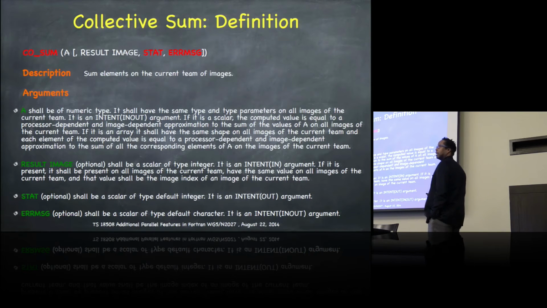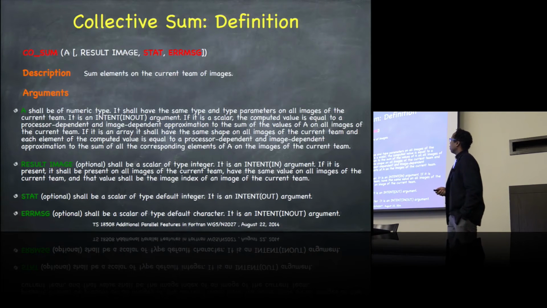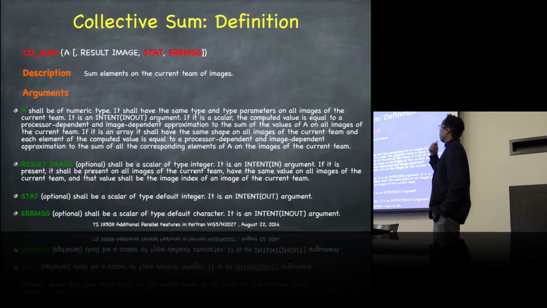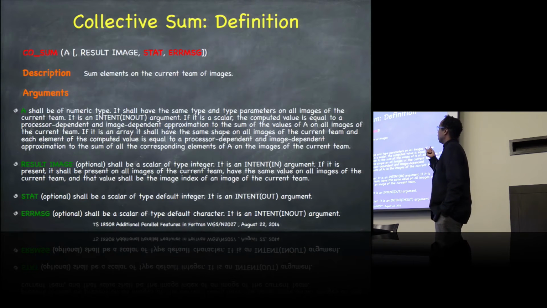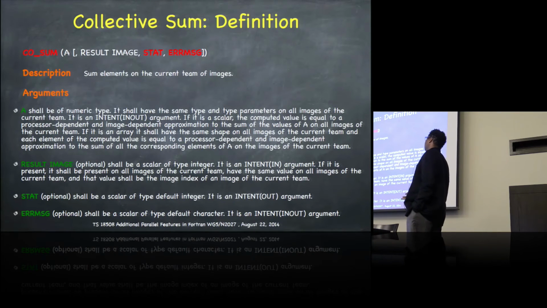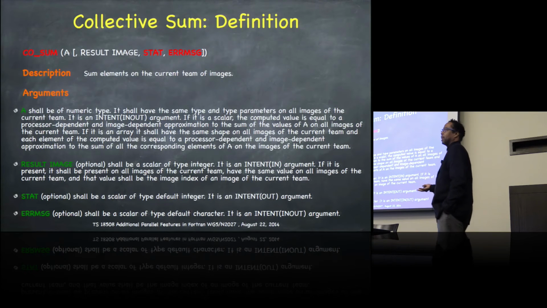Okay, so just to give you one example, co_sum, to talk about the way this operates, in square brackets are the optional arguments. So if I don't give a result image, then I'm saying I want everybody to get the result. So the A will get overwritten. And in this case, since we're talking about a mathematical operation like sum, it needs to be a numeric type. So we don't have an ability to apply this to objects yet, at least for co_sum. Some of the other collectives like co_broadcast you can apply to objects, what Fortran calls derived types.